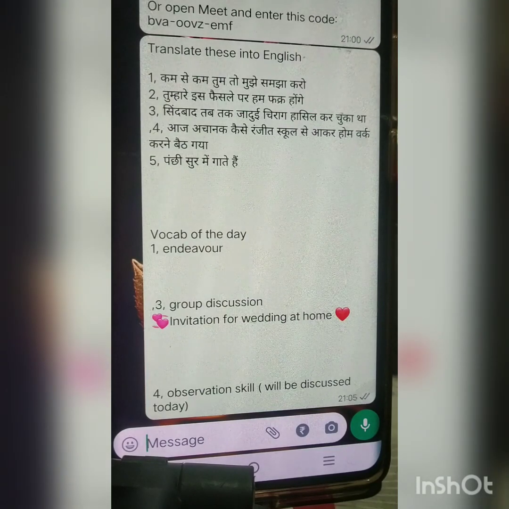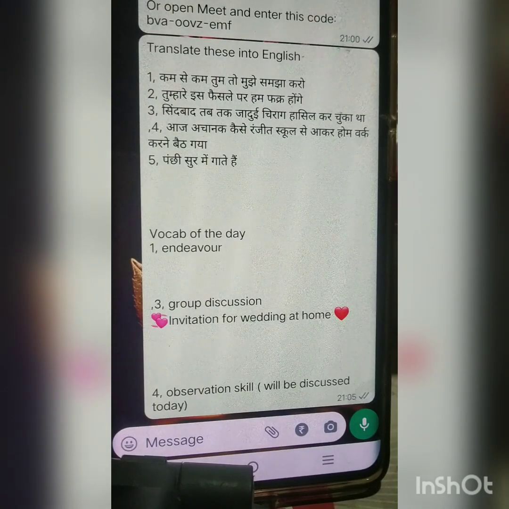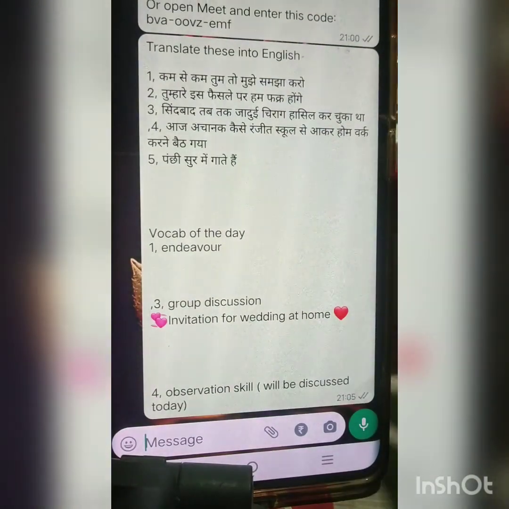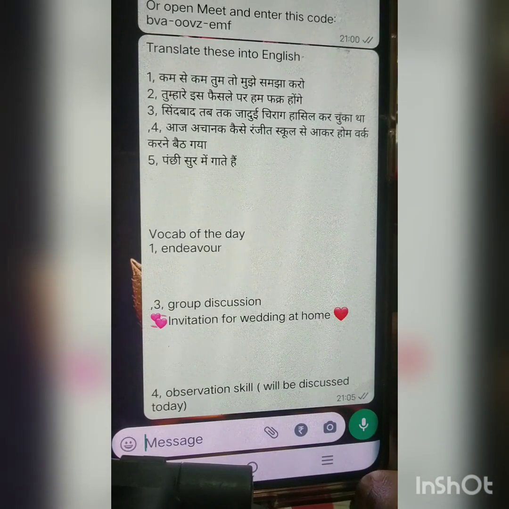It is past perfect. Past perfect, and Sindbad, till then Sindbad had achieved that magic lamp. Sindbad had achieved that magic lamp till then. Tab tak. Everybody write, please. Sindbad had achieved that magic lamp till then. Okay, complete. All of you have written, I think. Yeah, thank you so much.